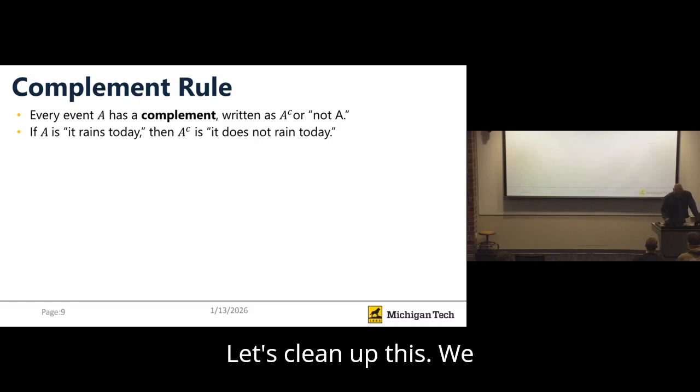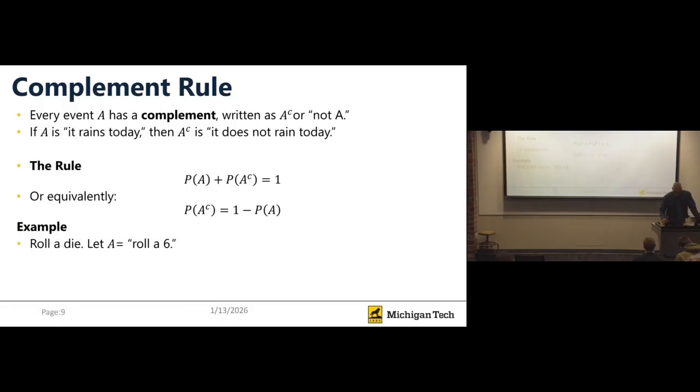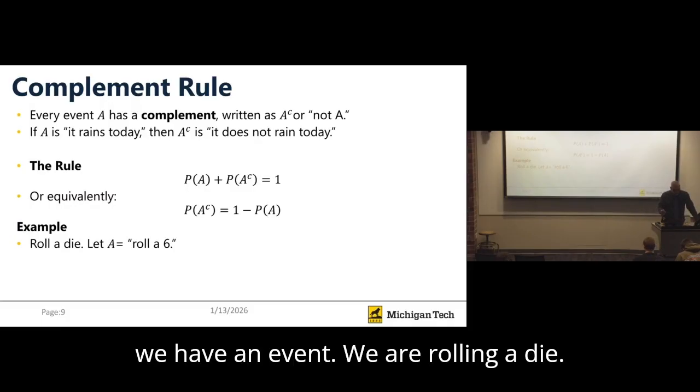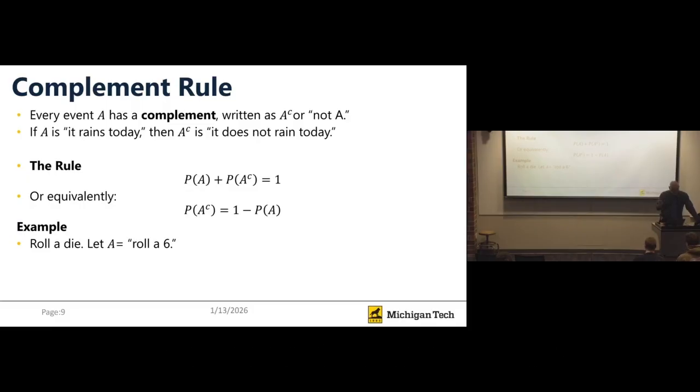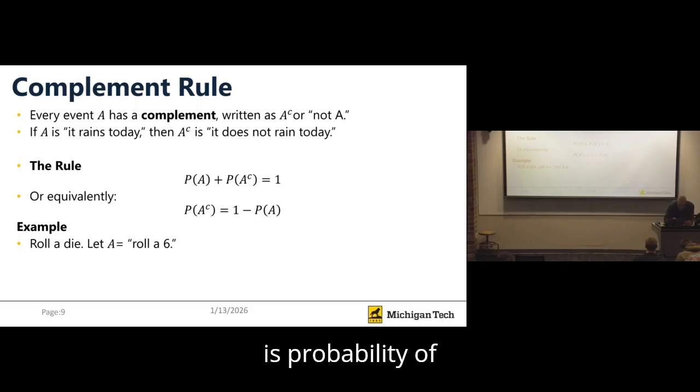Let's clean this up. We have this example. Imagine we are rolling a die, and event A is if a 6 comes. So the probability of rolling a 6, the probability of A, is 1 over 6, isn't it?